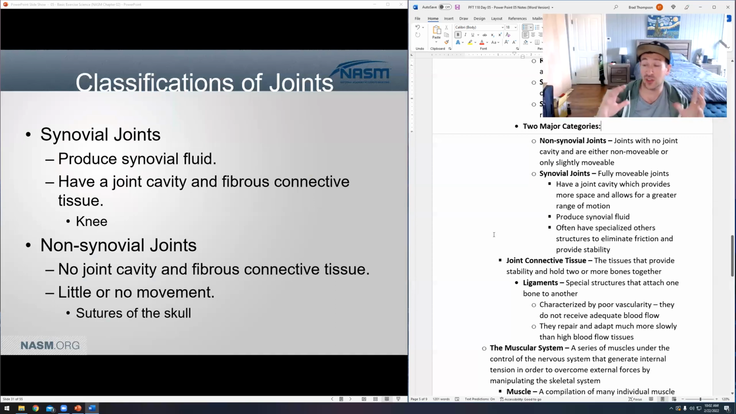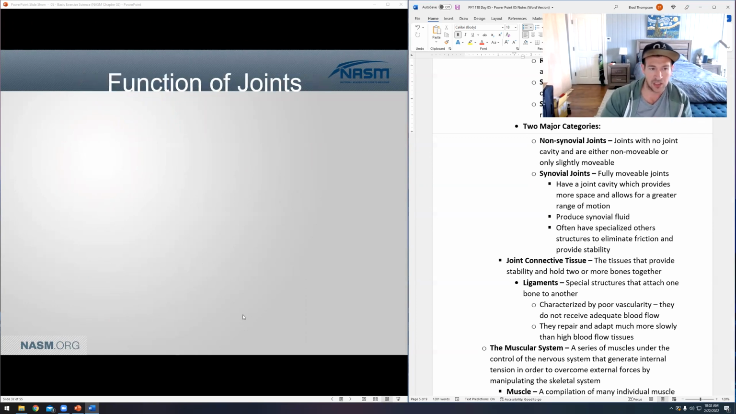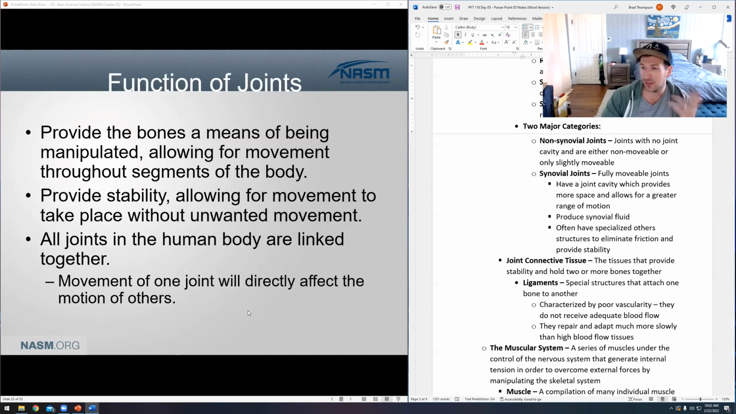So synovial joints are fully movable joints. You've also got non-synovial joints. These are little to no movement. Cartilaginous ones, maybe a little bit of movement. And then you get fibrous ones that have no movement. They're basically just like a solid bone. But like I said, we're going to spend most of our time talking about synovial joints, right?